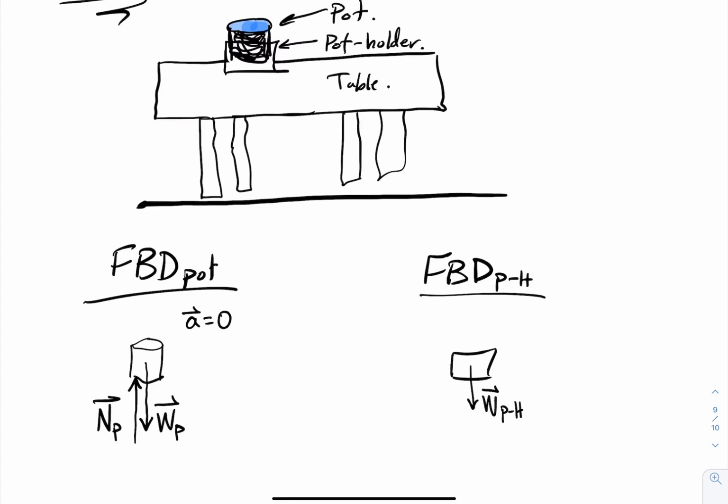Well, the pot sitting on top of the pot holder is, of course, interacting with the potholder. If we look back at our first FBD, we can see the pot has a weight force, and that weight force is being countered by a normal force on the pot due to the potholder. So since a was 0, we did know in here that the normal force was equal to the weight force.